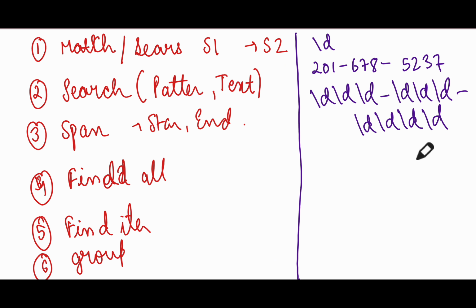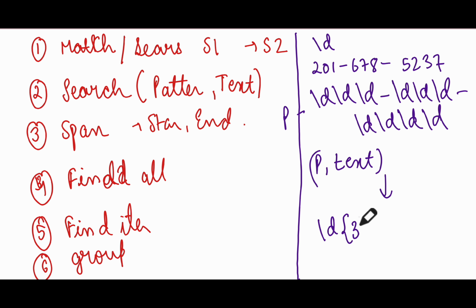\d\d\d, 4 times. Okay, this is called your pattern p, and what you do now is search this pattern p in your text. And what happens if this becomes very daunting? What you can do is write d, then the frequency of it, then a hyphen, then d and the frequency of it, and then a hyphen, d and the frequency of it. Okay, so this is how we have done it.